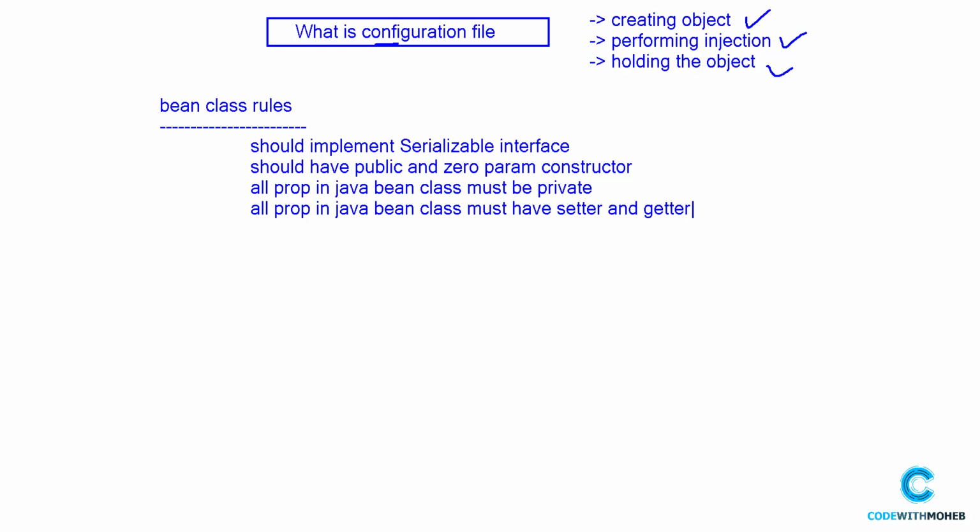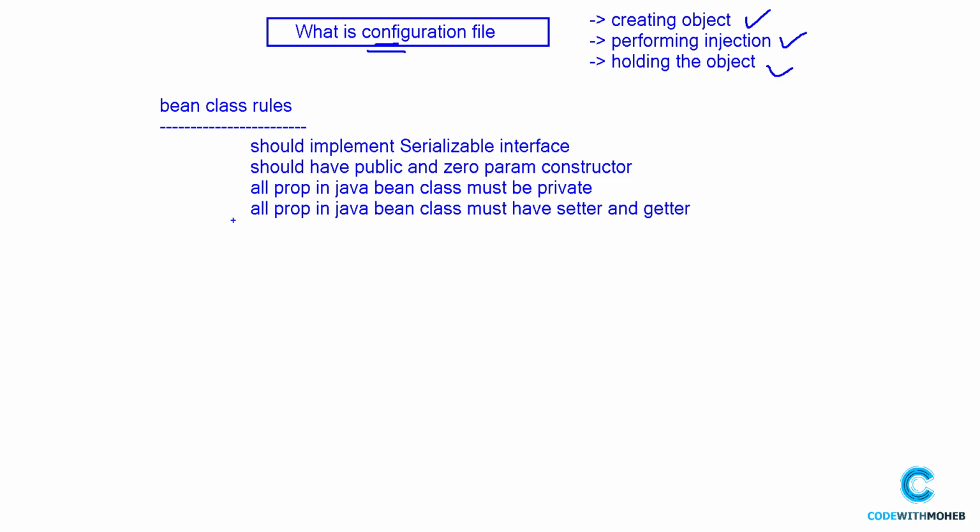So an XML configuration file is a file where we declare bean classes and their dependencies. So we can also say that the configuration file is an XML file through which we provide the information to the IoC container, and the XML file is where we declare bean classes and their dependencies.